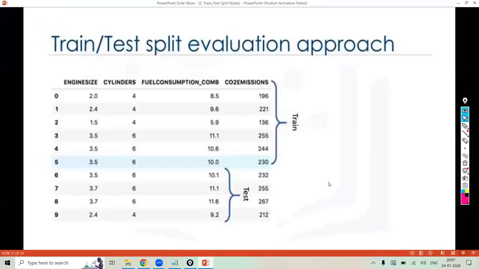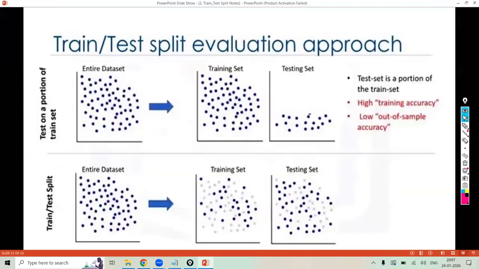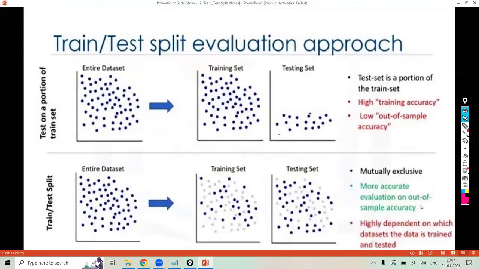Clear guys? Understood? So in this case, again predicted values will be there, actual values will be there. Now the only advantage you are going to get is mutually exclusive. What is meant by mutually exclusive is that the data you are using for training and testing are different records. Training and testing are different records, mutually exclusive. More accurate evaluation on the out of sample. So in the out of sample, how you are going to perform, I have to understand, so I have to ask some questions which are not discussed in the class.